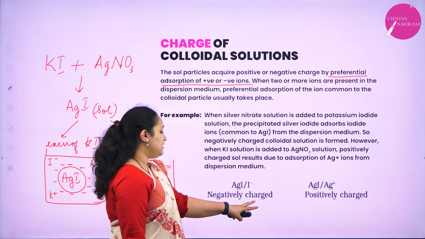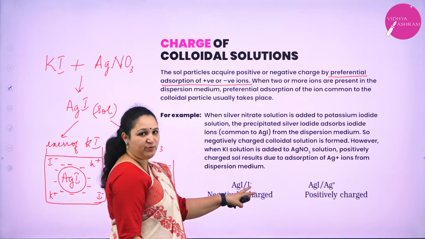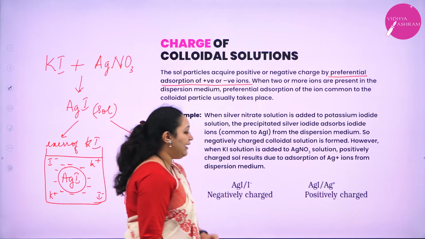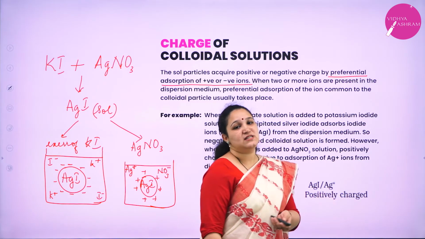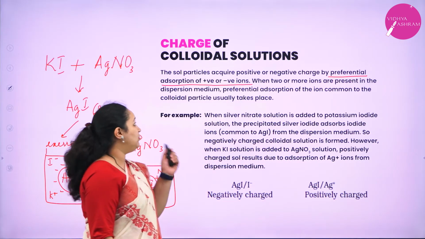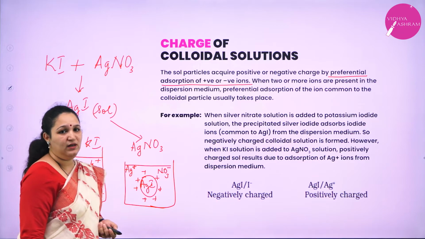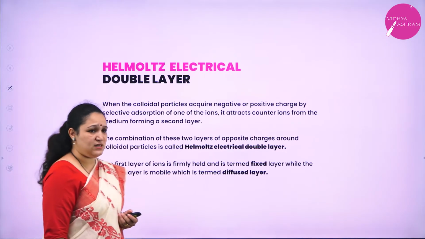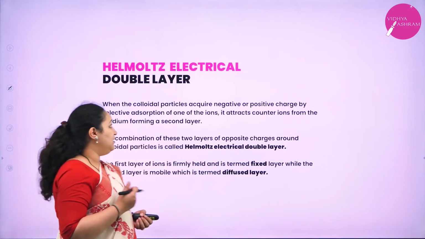So, here negatively charged I'll get when potassium iodide is added in excess, and positively charged we get when silver nitrate is added in excess. Okay, I hope you have understood about the charge on the colloidal solution. Next is Helmholtz electric double layer.